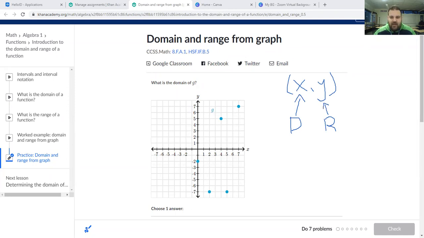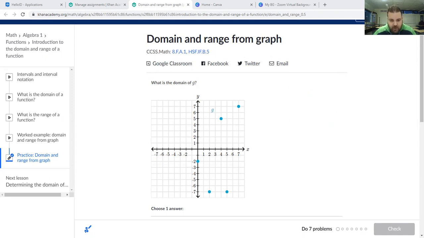So if you ever forget, dang, I can't remember, domain, is that X or is that Y? Is that our input or is that our outputs? Think about what comes first in the alphabet, domain, D or R? Okay, D's first in the alphabet. So D is first in the alphabet, X is first in the alphabet, they go together. Domain is our X values.